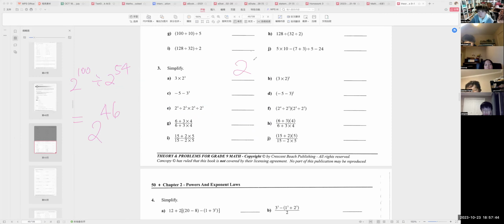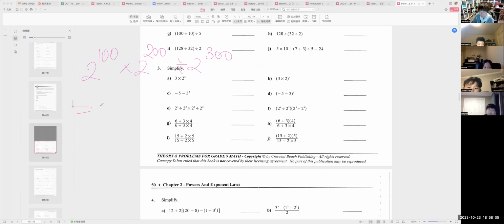Get it? 2 to the power 101 times 2 to the power 201 equals what? 2 to the power 302. Very good, Emma. Good job. Okay. So if I give you 2 to the power 100 times 2 to the power 200 divided by 2 to the power 300 equals what? Let me see this question. Who can give me the right answer? 1. Very good. It's 2 to the power 100 plus 200 minus 300, which is 2 to the power 0, which is 1. Get it, everybody?